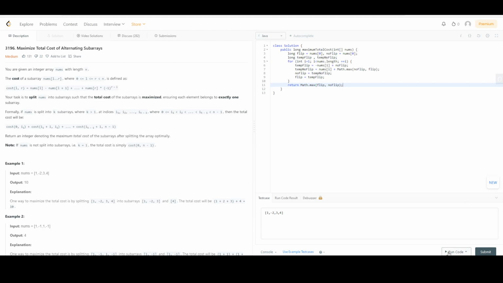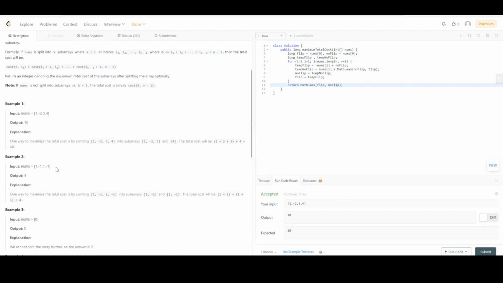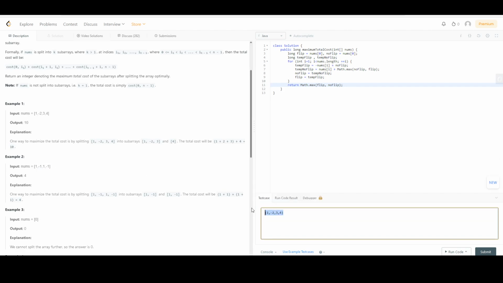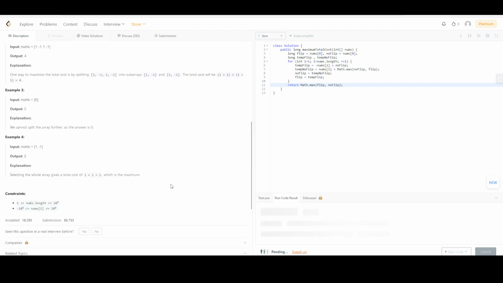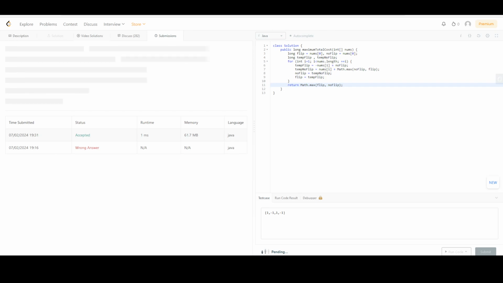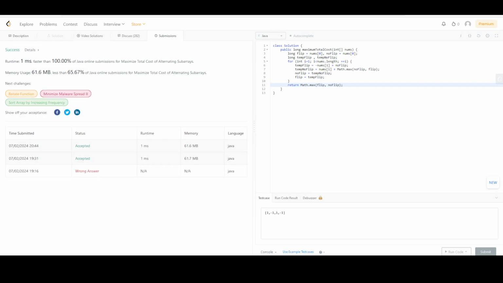Cool. Let's try to run it. Okay, it's working fine. Let's take other cases also. Okay, it's working for both of them. Let's try to submit it. So it's working fine. Thanks, guys.